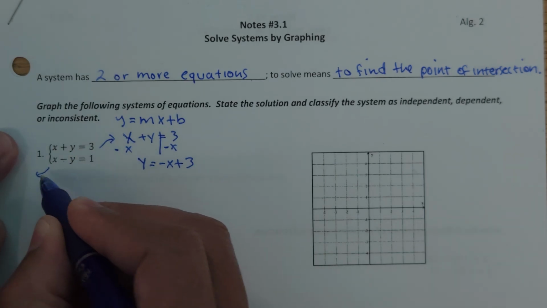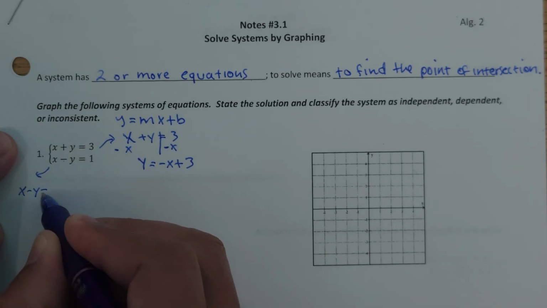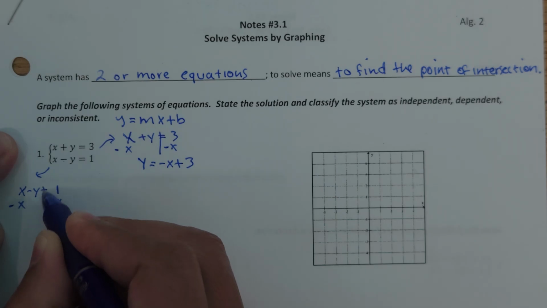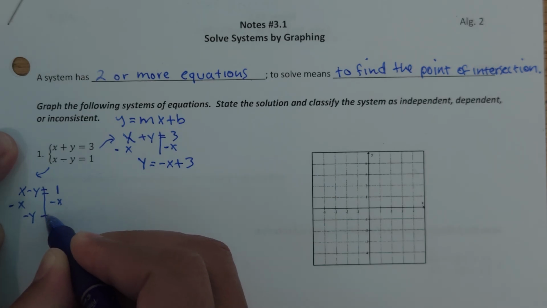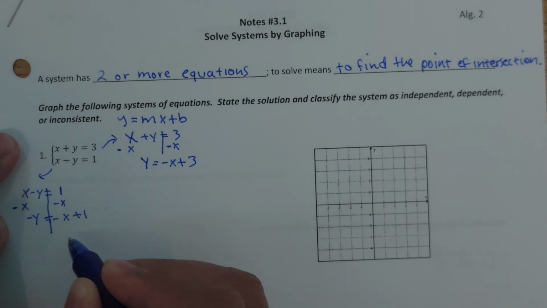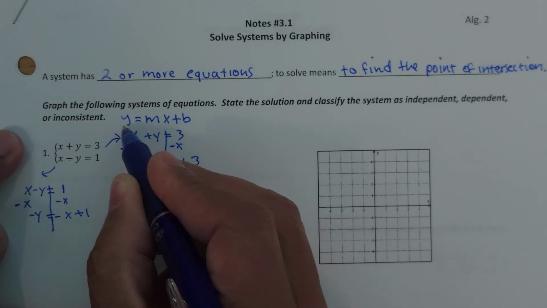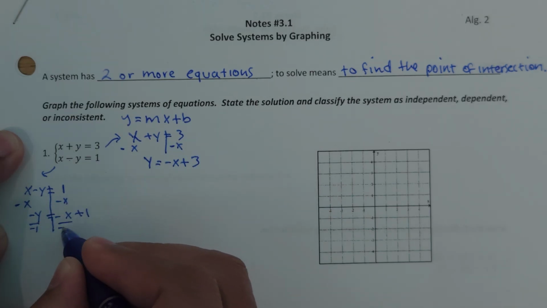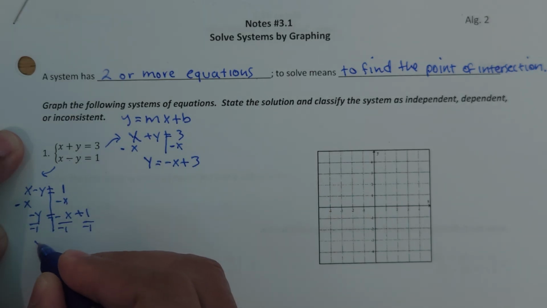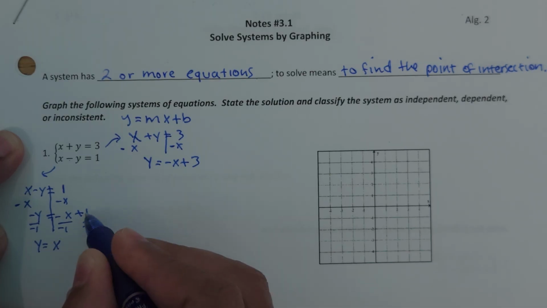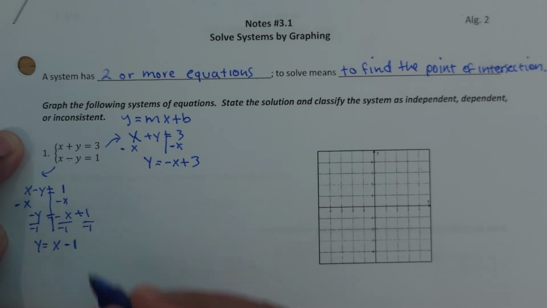Now I'm going to take this one here: x minus y equals positive 1. I'm going to move the x to this side, which means I'm going to subtract the x. Then I have negative y equals negative x plus 1. But I want the y to be positive so I can have it in this form, so let's divide each term by negative 1. Then y equals negative x divided by negative 1, which becomes positive x, and 1 divided by negative 1 becomes minus 1.